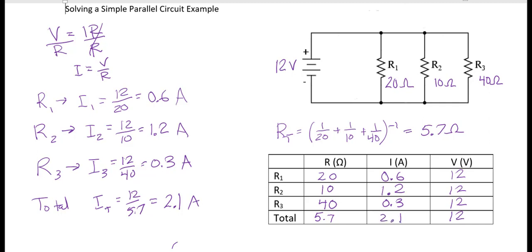Now here, there is also a check that you can do. If you take all of the currents, they should add up. The currents through each individual resistor should add up to the total current. So if I take 0.6 plus 1.2 plus 0.3, I should get 2.1. And does that work? Yep, it works out, 2.1. And so that's a little check that all of my numbers work out well.